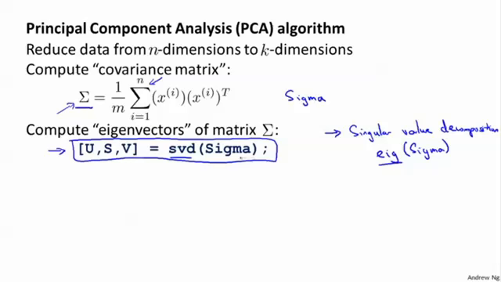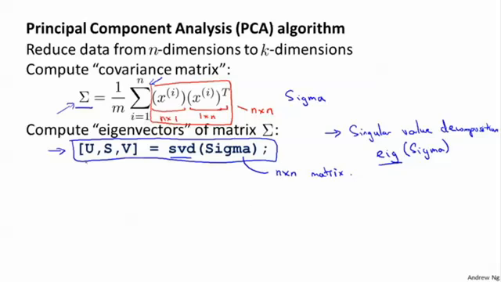So just to fill in some more details, this covariance matrix sigma will be an n by n matrix. One way to see that is if you look at the definition, this is an n by 1 vector, and this here, xi transpose, is 1 by n, and so the product of these two things is going to be an n by n matrix. When you add up a bunch of these, you still have an n by n matrix.